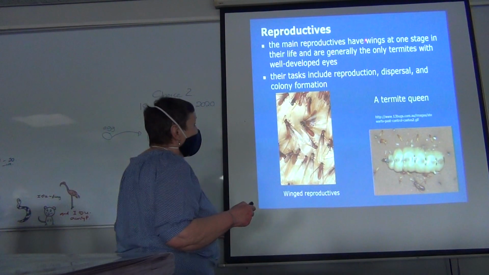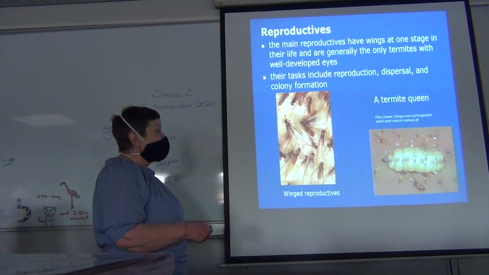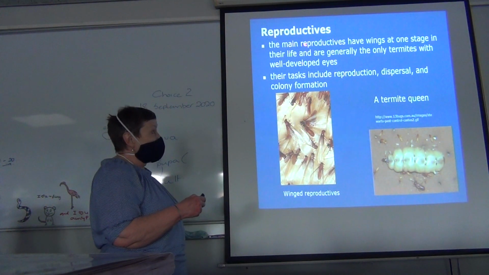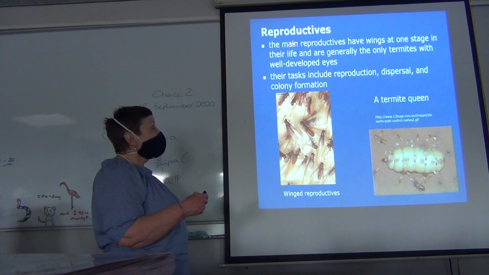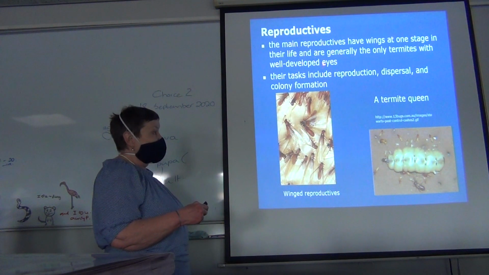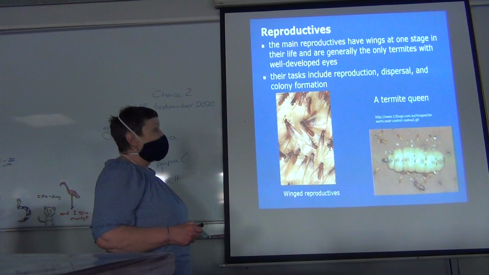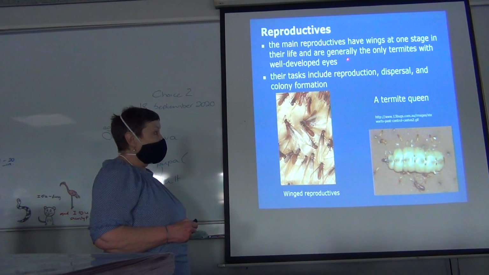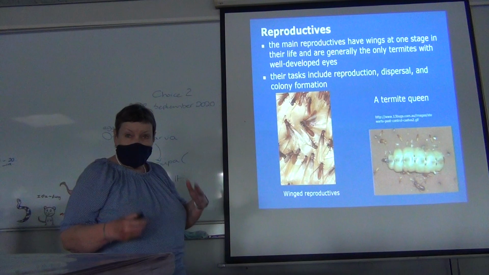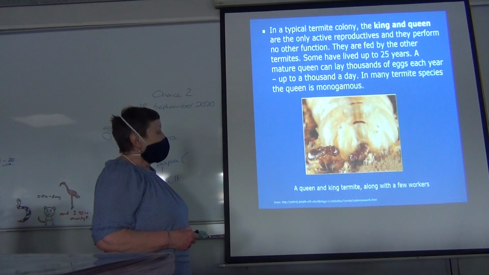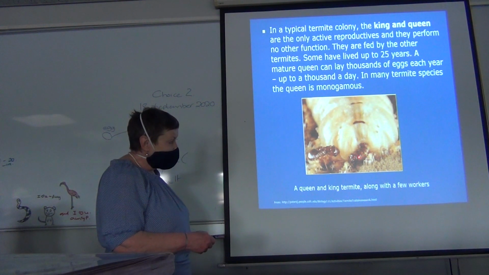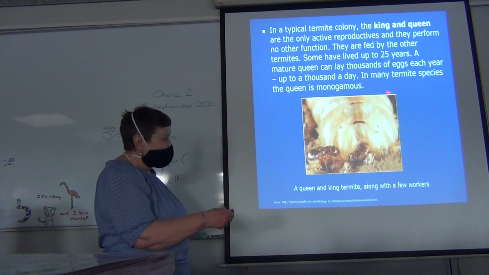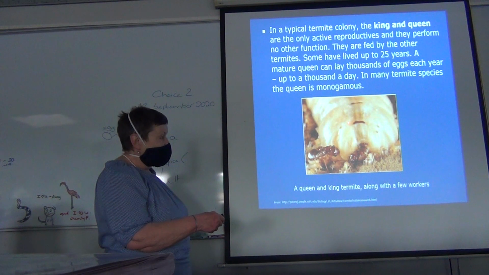Okay, so these are the winged reproductives. I'm going to talk about the main reproductives, and then I'm going to talk a little bit later on about other reproductives. So the main reproductives have wings at one stage of their life, and are generally the only termites with well-developed eyes. And their tasks include reproduction, dispersal, and colony formation. And that's the story that I've just told you about now. Okay. Here you can see the queen. There's her head, and there's her thorax, and there's her big sack of eggs that is now what her abdomen has become.